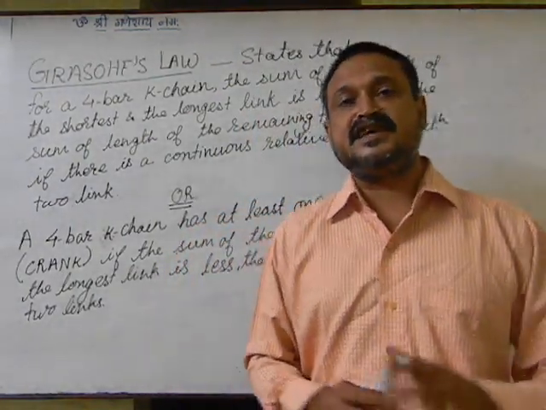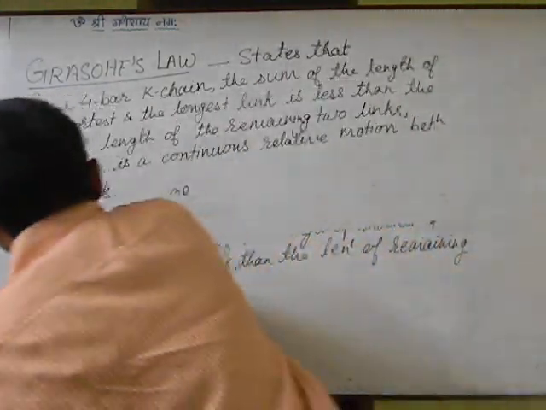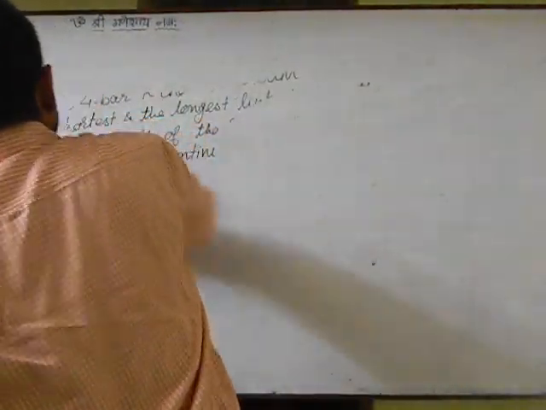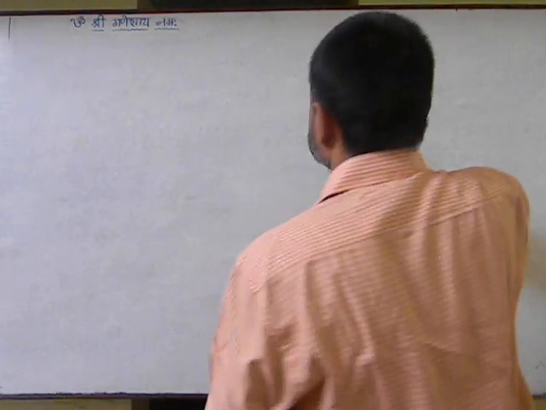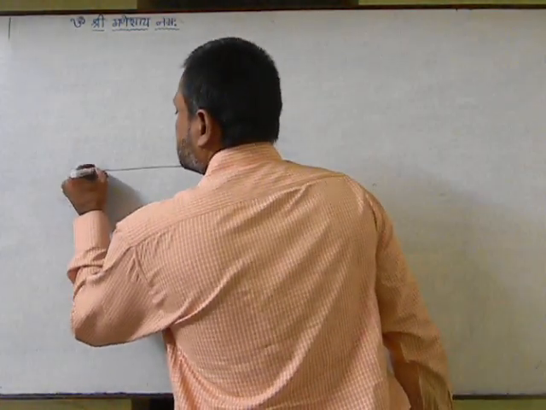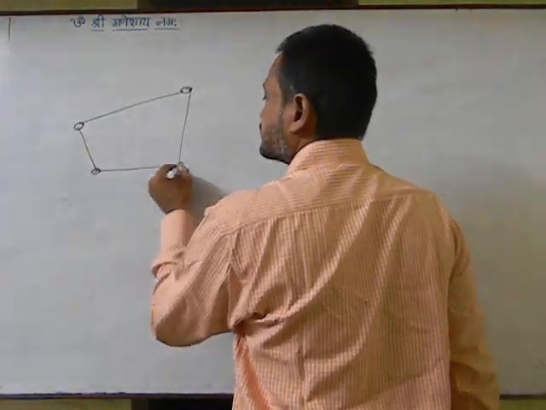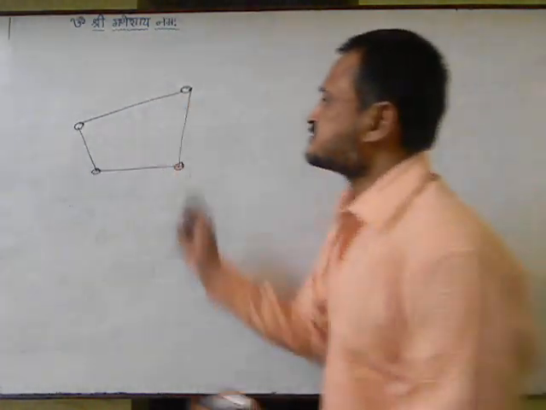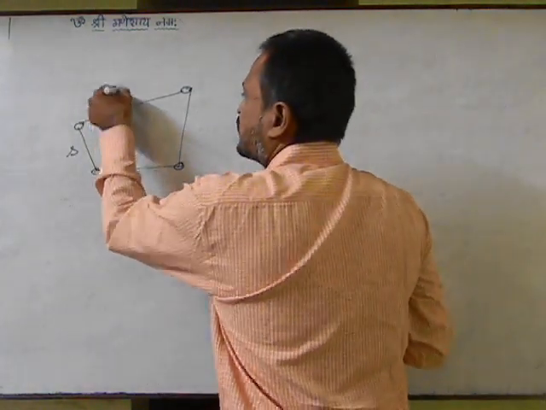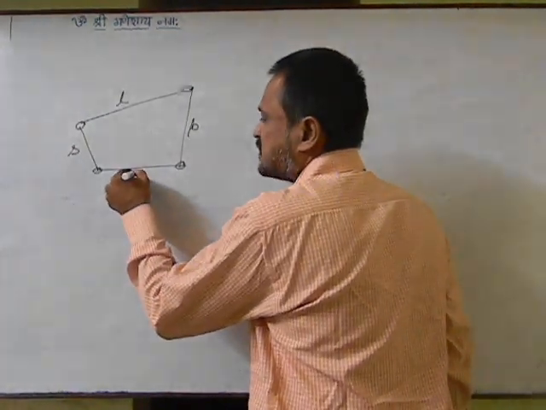So in a 4-bar chain, let us consider a 4-bar chain. Say this is a 4-bar chain, right? Apparently, maybe this is the shortest link and this is the longest link, right? And these two, let us name them as P and Q.